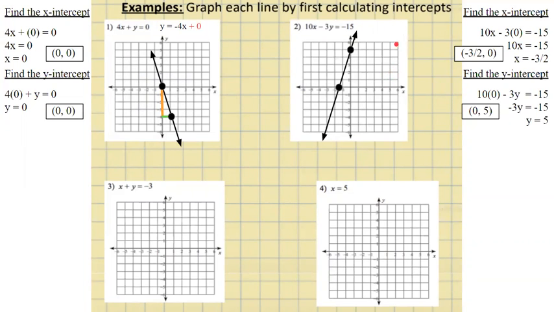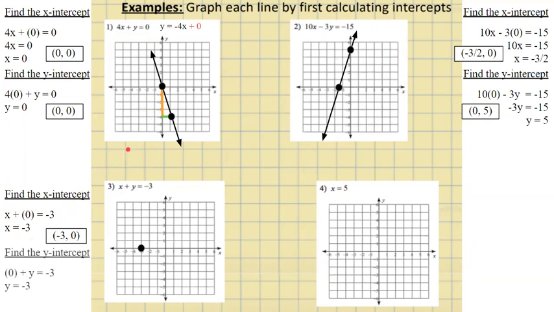We've graphed the equation. Let's repeat this process again and try number 3. Substituting 0 for y, we'll see that the x-intercept is (negative 3, 0). And doing the same, substituting 0 for x, we'll see that the y-intercept is (0, negative 3). So go ahead and graph these points and finish off by graphing the line.